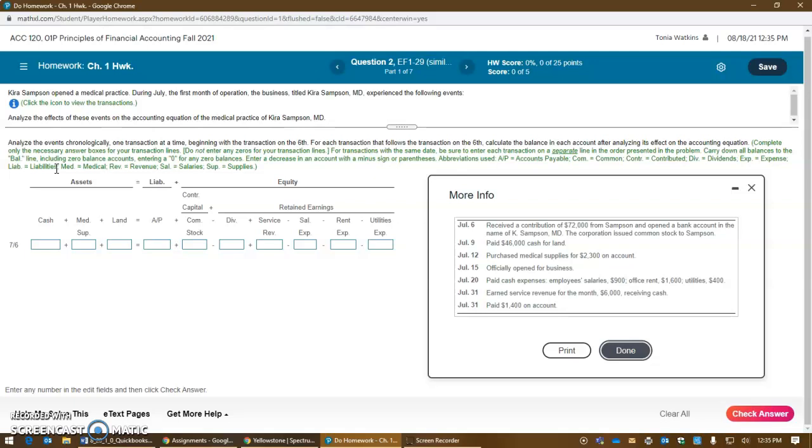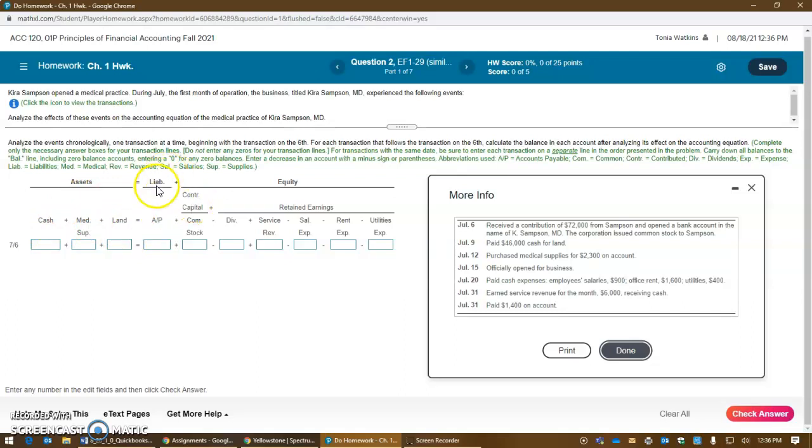All right, we've got assets equals liabilities plus stockholders' equity. Underneath assets, we've got three specific types: cash, medical supplies, and land. Remember from the textbook reading, assets are anything that the company has possession of or owns that has value that's going to benefit the company in the future, such as cash, medical supplies if you're a doctor's office, and land because you have to have a place of business.